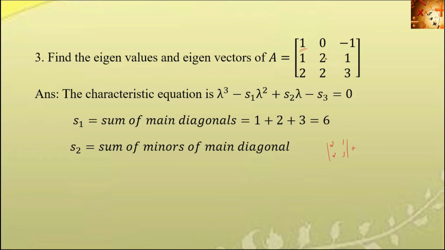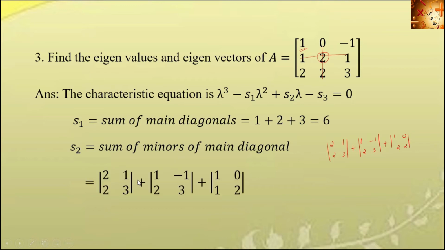plus, the next diagonal element is 2. So the corresponding row and column must be deleted. So this column and this row are deleted. So the matrix will be [1, -1; 2, 3], plus the next diagonal element is 3. So deleting the corresponding row and column, the determinant of the remaining [1, 0; 1, 2]. So this is the sum of the minors of the main diagonal.